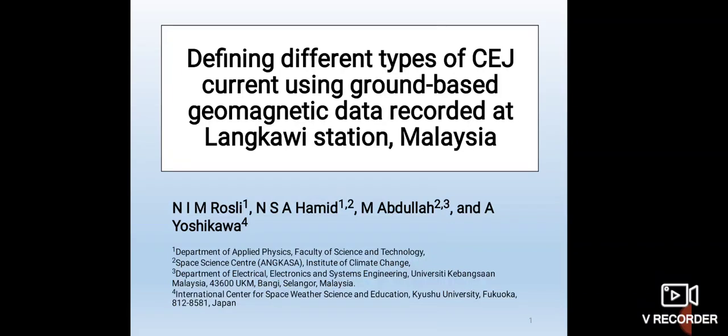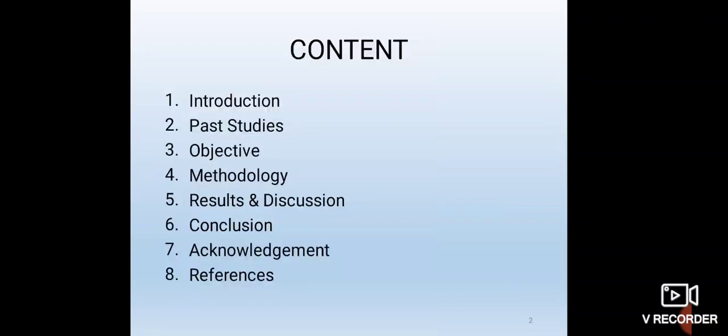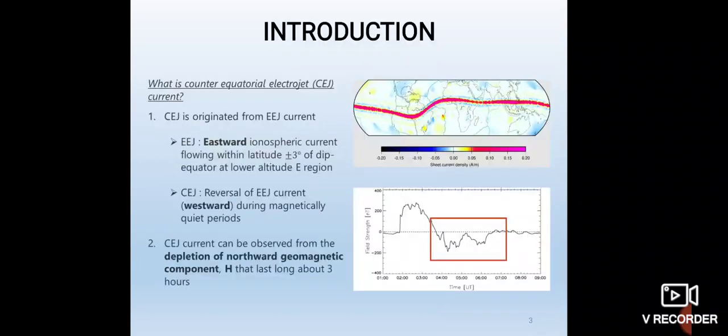Today I'm going to present to you my research on defining different types of CEJ current using ground-based geomagnetic data recorded at Langkawi Station, Malaysia. My presentation today will cover these 8 elements. I will start with some introduction on CEJ current, or we call it as counter-electrojet current.